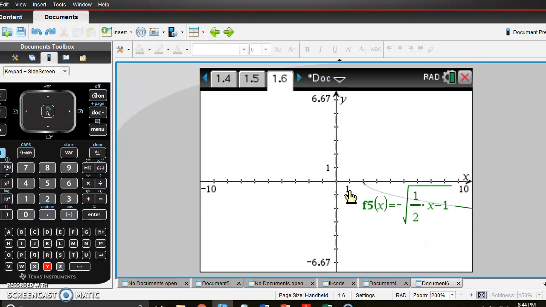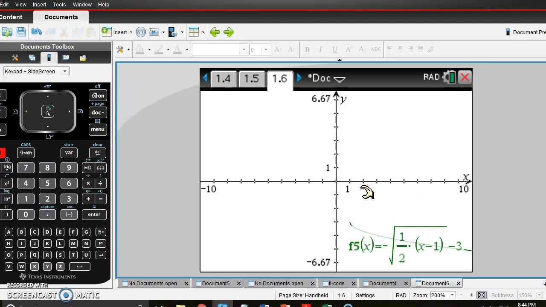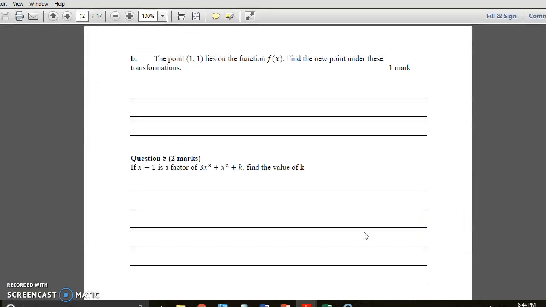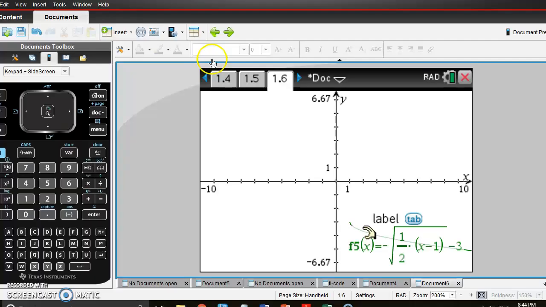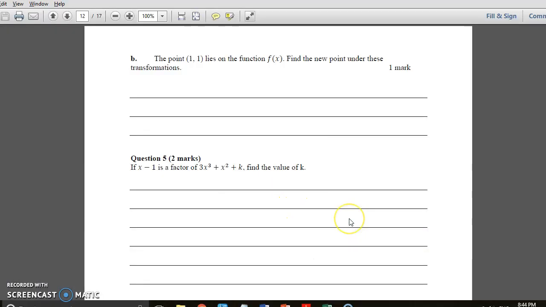Control Y, not that thing. Control Y, not that. Control Y, it's there, so it's negative. So it's (2, -1/2). Control Y, and it's gone down to -3.5. So now this is at (2, -3.5). Okay, and that's about it for that one.